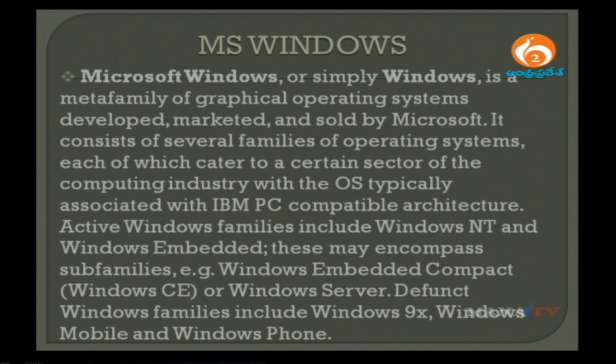Active Windows families include Windows NT and Windows Embedded. These may encompass subfamilies, for example Windows Embedded Compact, Windows CE or Windows Server. Defunct Windows families include Windows 9X, Windows Mobile, and Windows Phone.